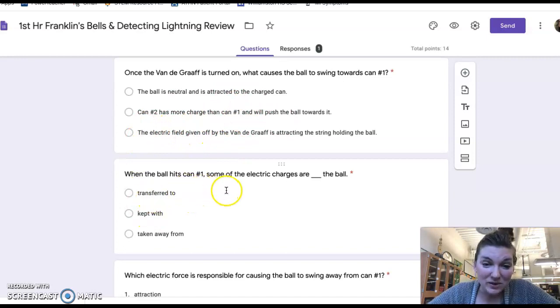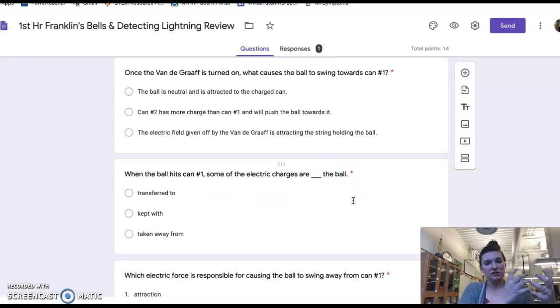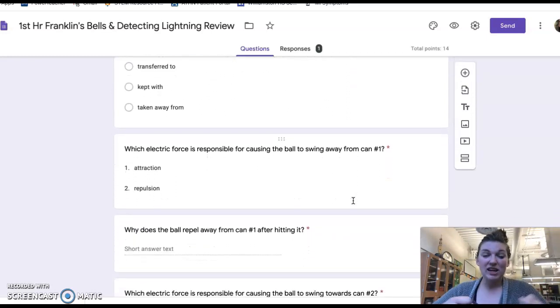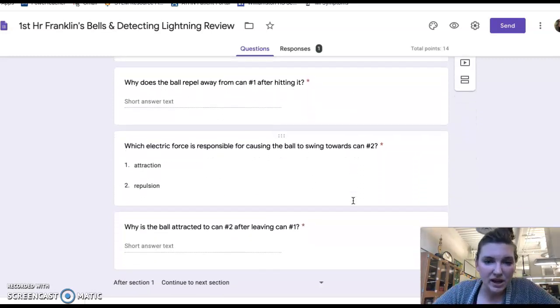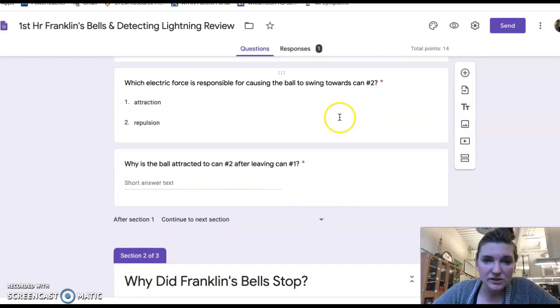When the ball hits can 1, some of the electric charges are transferred to the ball, right? It's a positively charged thing, and it takes it, and then that ball has a positive charge also. So we have this positively charged can, positively charged ball, and now they're like, ugh, 2 grandmas, I need my own space. So it comes over here to can number 2, and that is because of repulsion, right? Because that positive and positive comes over here, and then it transfers that positive charge to can number 2, right? So it swings towards can number 2.